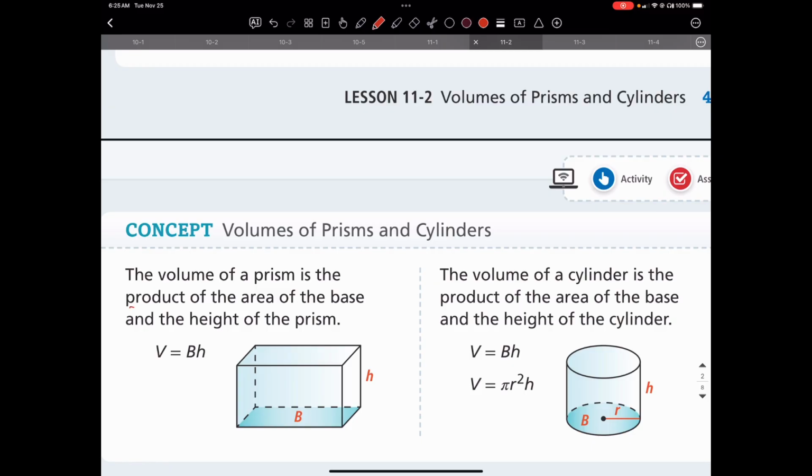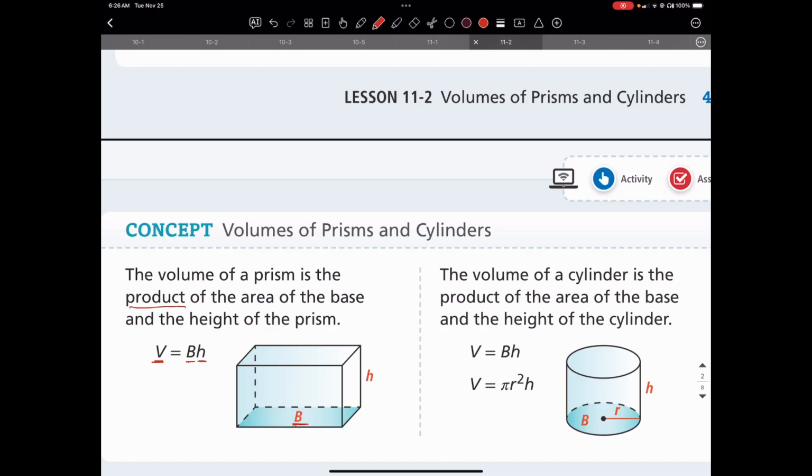It's the product, right? So if you take any solid and you slice it up into equal slices, you can calculate the area of each one of those slices, but if they're all even slices, you can calculate the area of one slice and then multiply times the number of slices you have to find the volume. So that's essentially what's going on here. The volume, notice they use a capital V of a prism, right? Look, notice they use a capital B and a lowercase h.